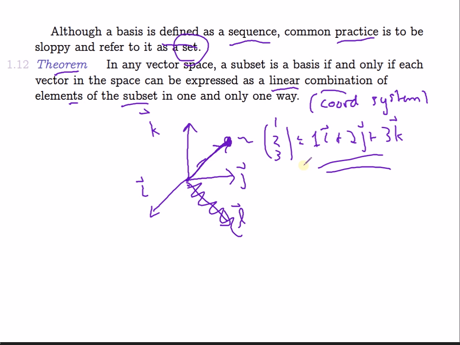Now, recall that a subset is a basis if it is linearly independent and it is a spanning set. So recall those two properties of a basis. I'll just write them down to reinforce. It's linearly independent, and it is spanning. And we want to show that if our set of vectors has both of these properties, then it also has this property, that every vector in the space can be expressed as a linear combination in exactly one way.